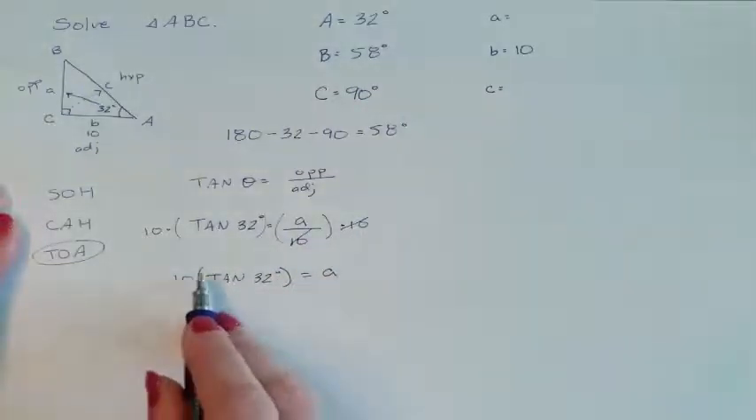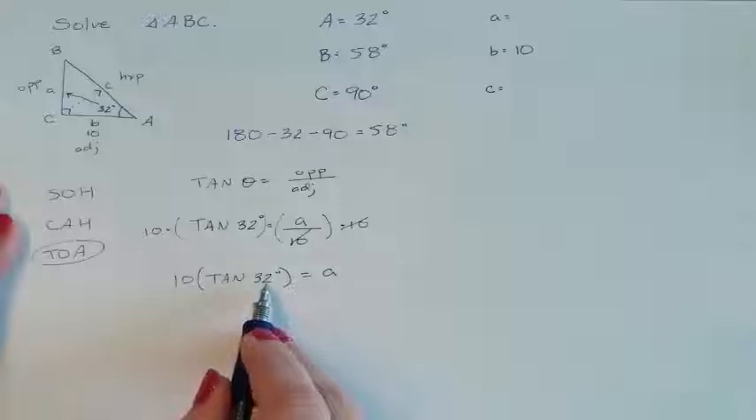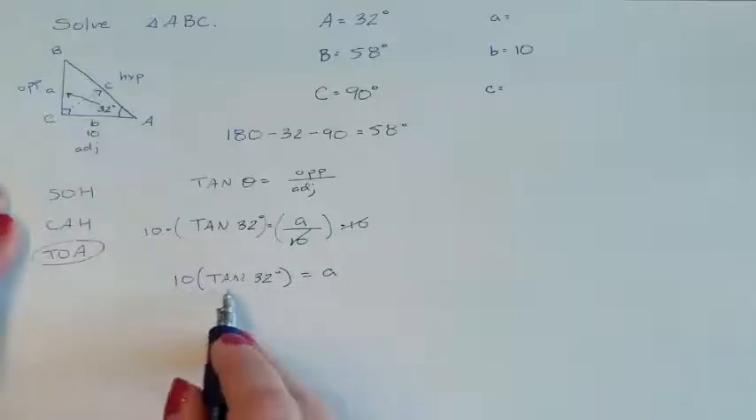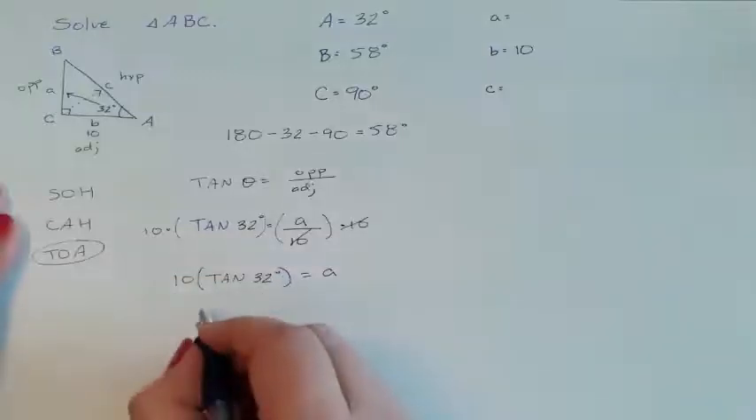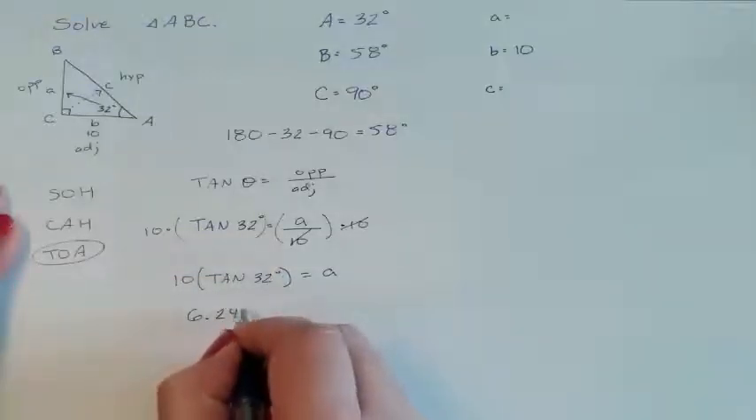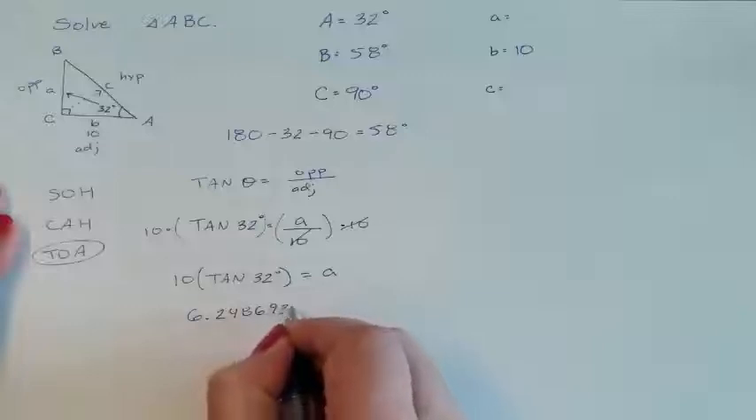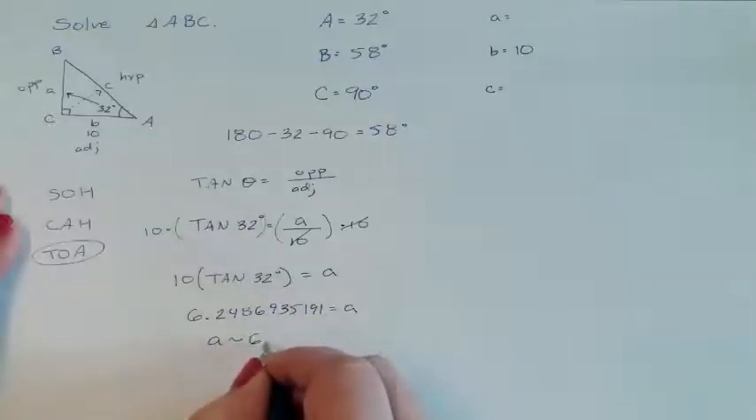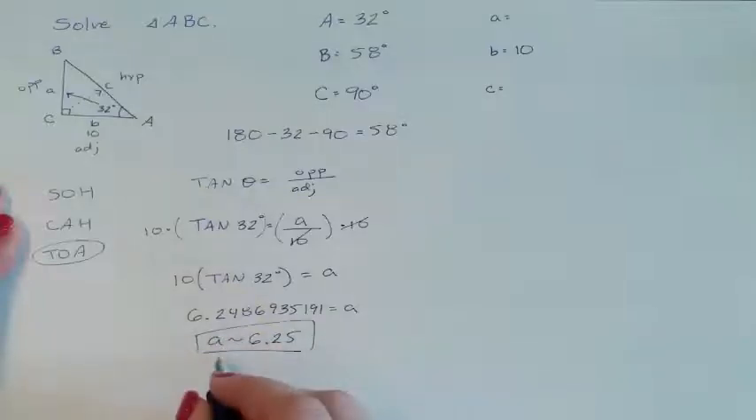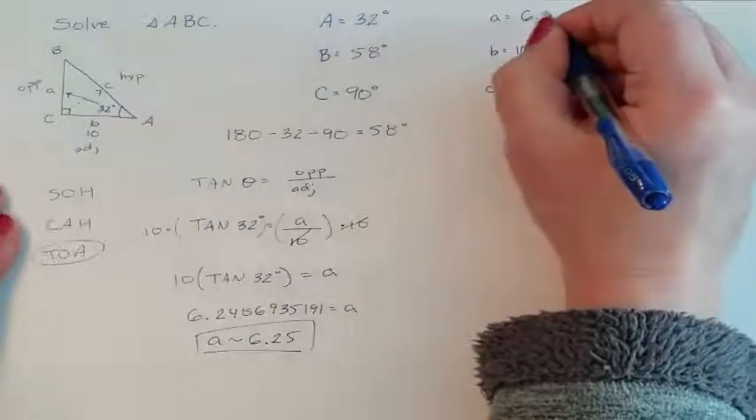You're going to type 10 times the tangent of 32 degrees into your calculator, making sure your calculator is in degree mode, not radian mode. So if you type this in, you're going to get 6.2486935191, which we are going to round to be about 6.25. So I just found length A is about 6.25.